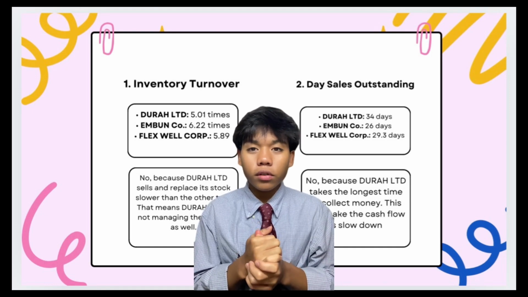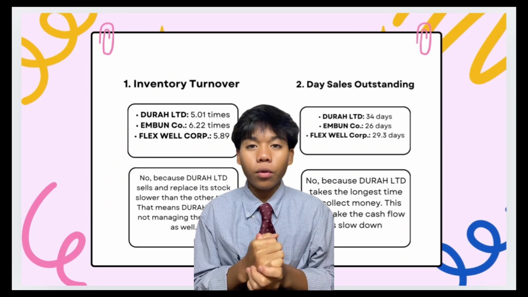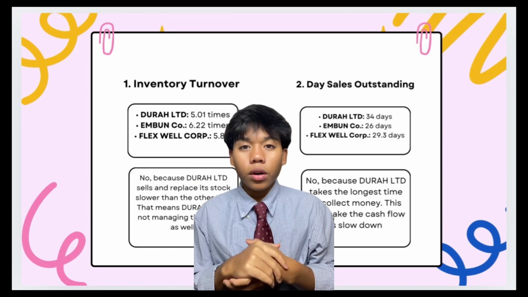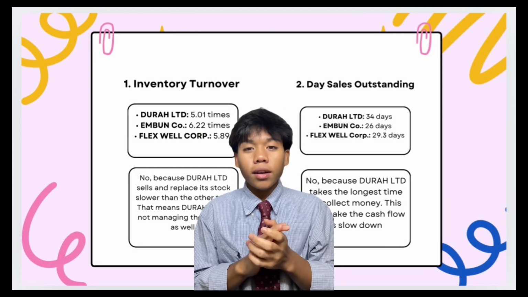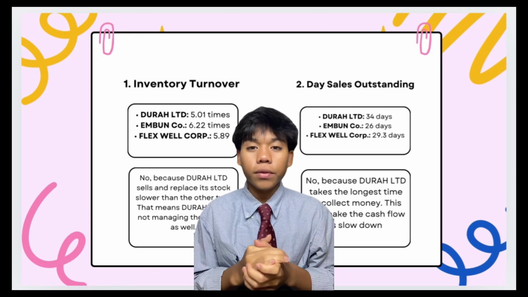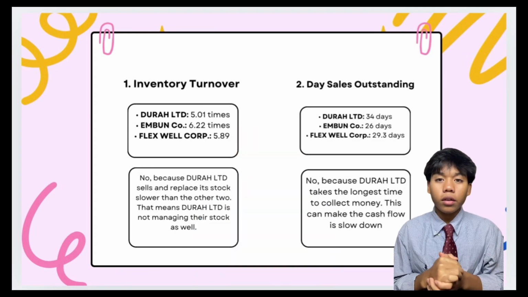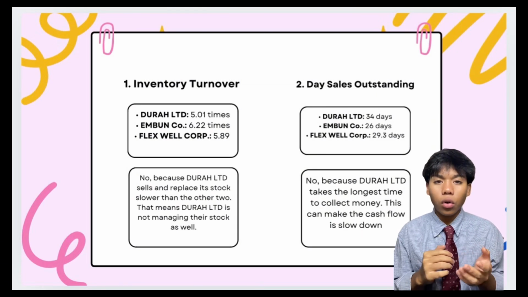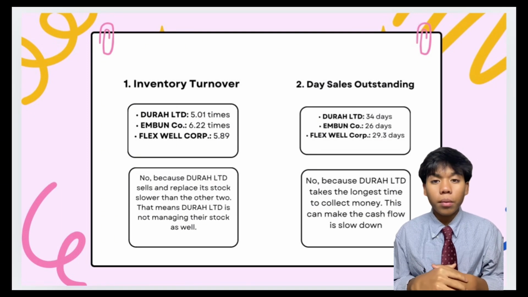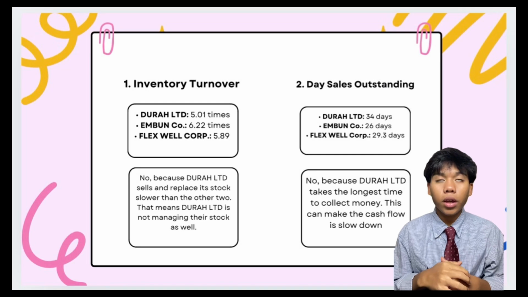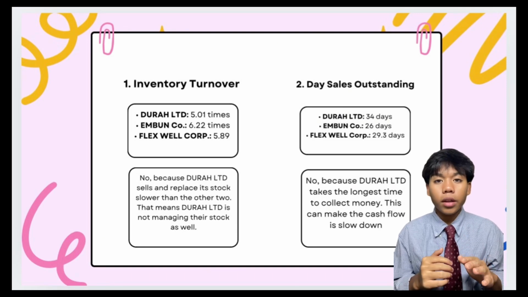So the question is, despite any improvements from 2023, is Dura Ltd keeping up with Embon Corp and Flexwell Corp? So let's look at the inventory turnover first. Dura Ltd has an inventory turnover of 5.01 times, while Embon Corp is at 6.22 times and Flexwell Corp at 5.89 times. This means Dura Ltd sells and replaces its stocks slower than the others.